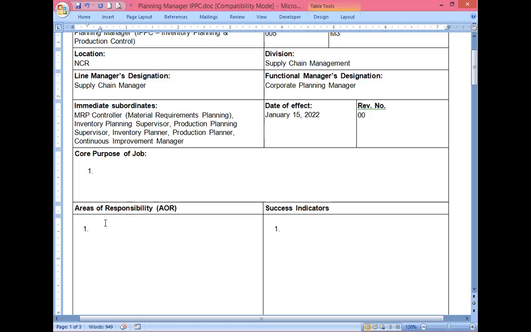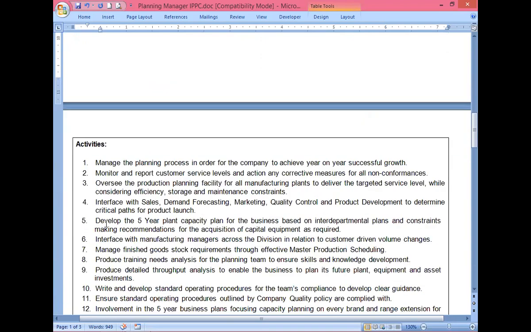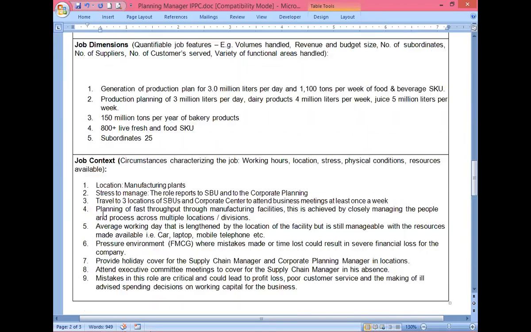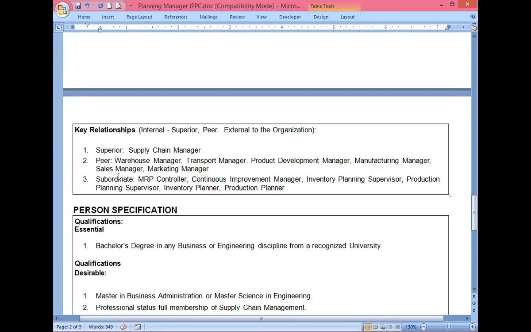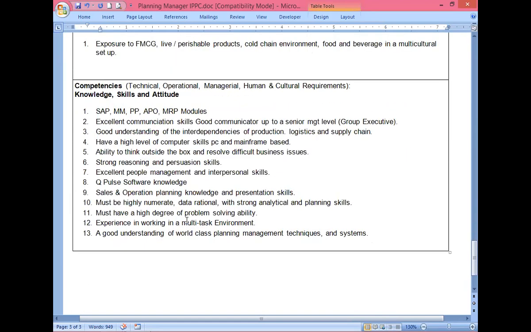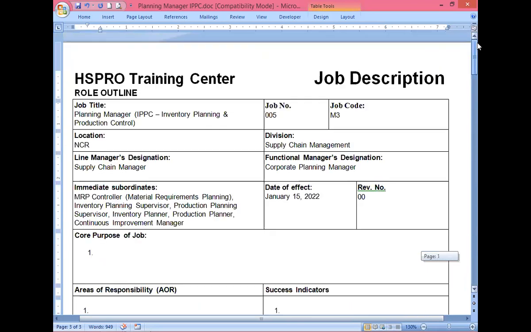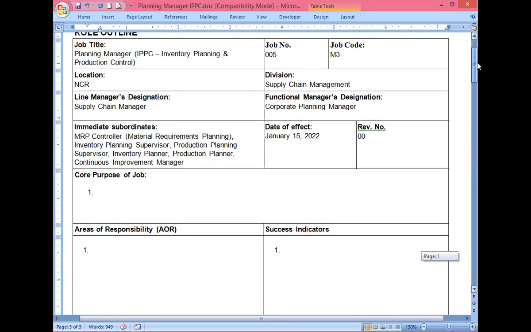Okay, but anyway, I'm also going to discuss to you the other parts of the job description later, after I finish writing the three areas of the job description. Okay, for your understanding. Okay, so I know most of you are struggling in the writing of job description in terms of this area, like the core purpose of job, area of responsibility, and the success indicators. Okay, so let me start the writing. Let me start with the core purpose of job.